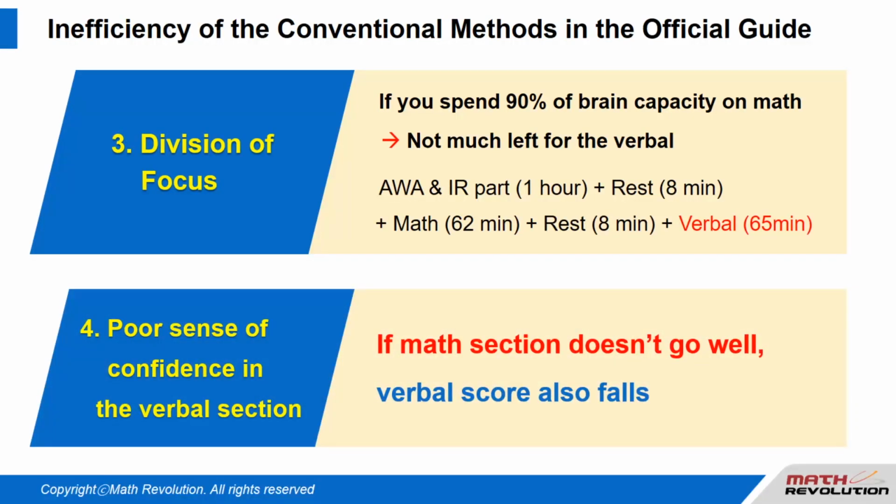4. Poor sense of confidence in the verbal section. If you don't do well in math section, then the following verbal section will be filled with regrets and lack of confidence, so the verbal score also falls. The approaches suggested by the official guide are very inefficient.